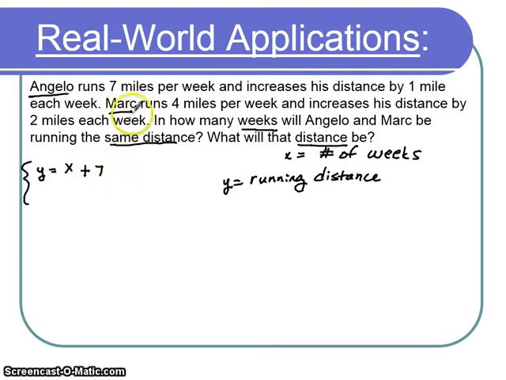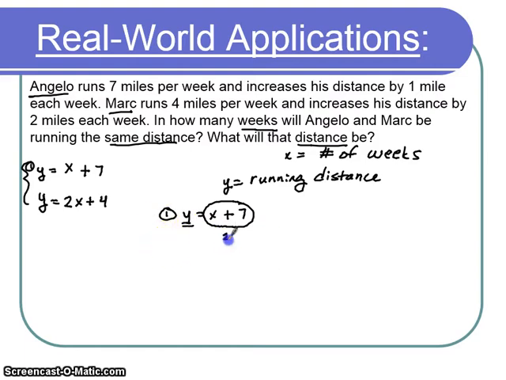Now let's write an equation for Mark. Mark's total running distance is equal to 4 miles per week, and he increases by 2 miles each week. So that's 2x plus 4. Now, step 1 is already complete for us. We have a variable all alone. y is equal to x plus 7. So y has exactly the same value as x plus 7.